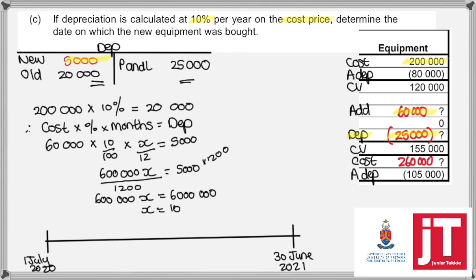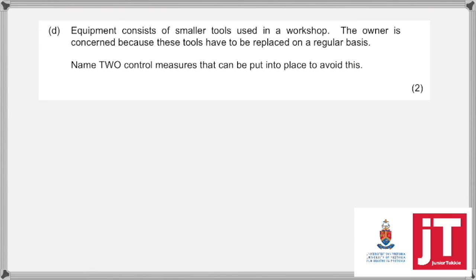So if I draw up a timeline, my accounting period ends 30 June 2021 and it starts the 1st of July 2020. I now need to count backwards. Why? When we're calculating depreciation on the new, it's from the day we purchased it until the end of the accounting period. So counting backwards 10 months means that we have bought this either on the 1st of September or the 31st of August.